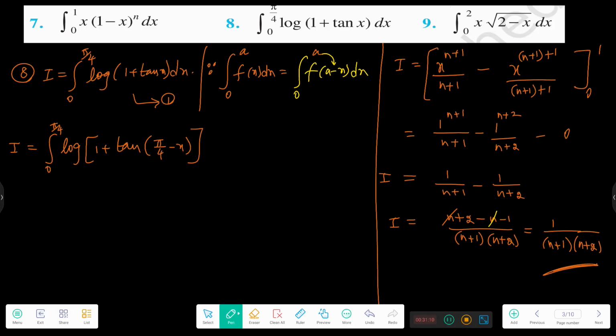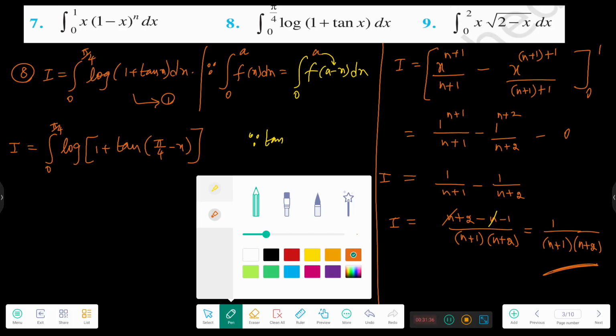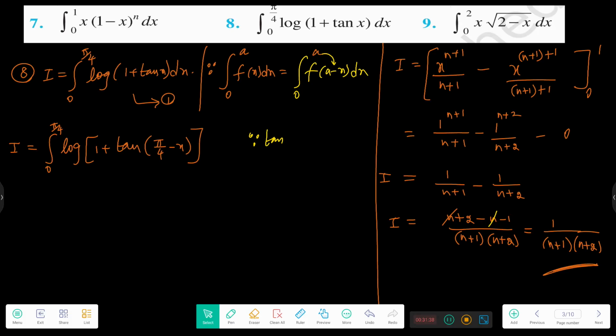Right, fine. But children, listen. Generally, if they gave pi by 2, we can go very easily, because tan of pi by 2 minus theta is cot theta. But this is not pi by 2, they gave pi by 4. Then what we have to do? We have to apply the tan a minus b formula.